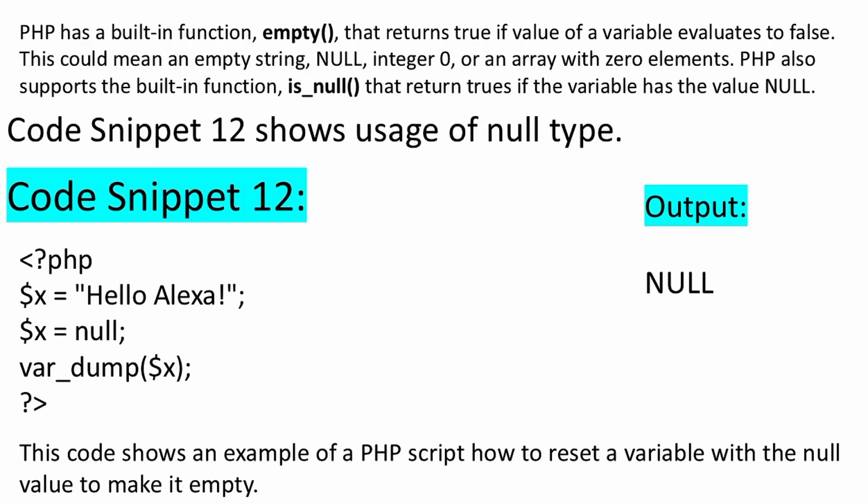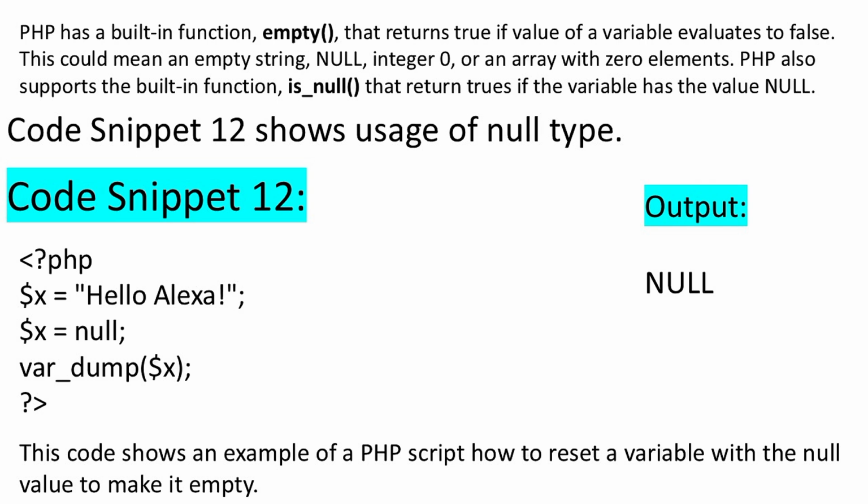PHP provides several built-in functions to work with null or empty variables. One of these functions is empty, which checks whether a variable is considered empty or not. The empty function returns true if the variable has no meaningful value. This includes cases where the variable contains an empty string, a null value, the integer 0, or even an array with 0 elements. PHP also provides another function called is_null. This function specifically checks if a variable has the null value and returns true if it does. Both these functions are very useful when writing conditions or validating data, especially when dealing with variables that might not have been initialized yet.